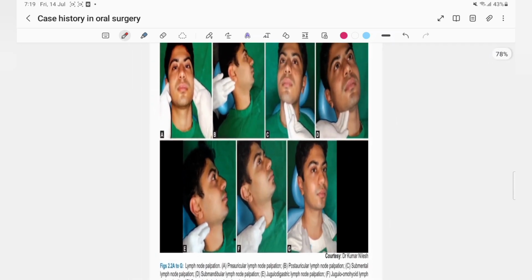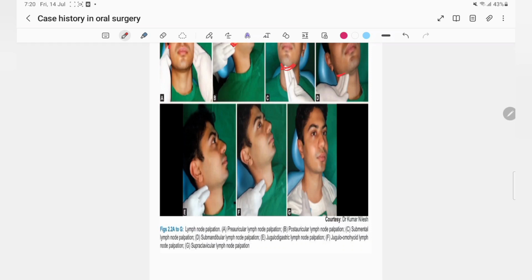So in this you can see this is the pre-auricular, just in front of the ears. Then this is the post-auricular lymph node behind the ears. This is the submental lymph nodes. Then this is the submandibular lymph nodes. After this we have the jugulodigastric lymph nodes.